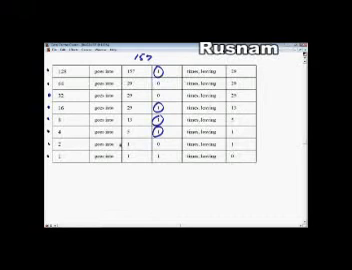Does 2 go into 1? No. 2 goes into 1 zero times, leaving a remainder of 1. Does 1 go into 1? It sure does. Turn that on. That's how we get 1 0 0 1 1 1 0 1.